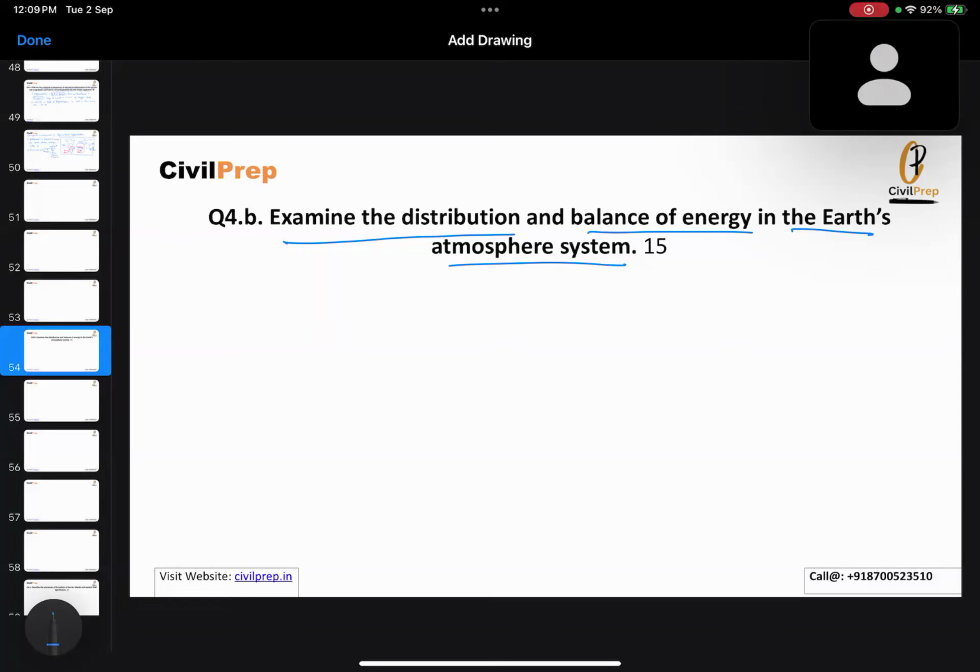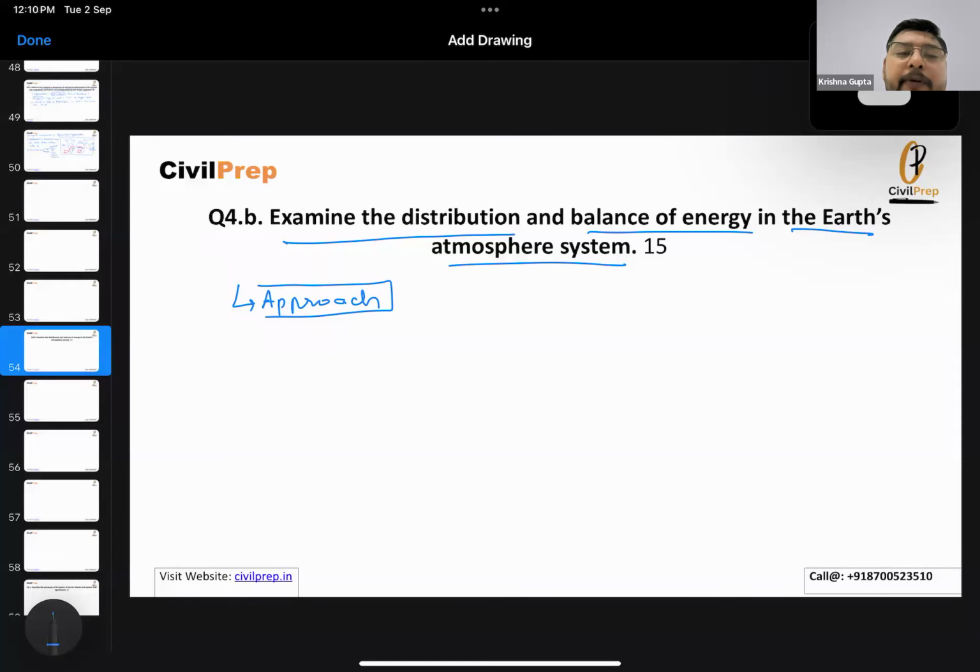Heat budget, and then the meridional circulation of the air, or the heat balance, how heat moves from its surplus area to the deficit area. Actually, this is a very static question, so there is nothing new that we can add to it. I'll just give an approach here.